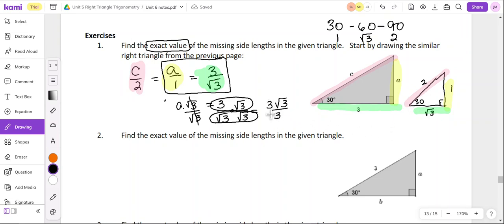So who cancels now? The 3's, so you're left with radical 3. So that means that A equals radical 3.